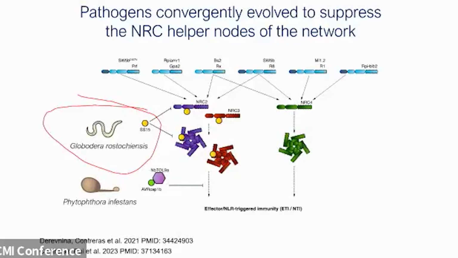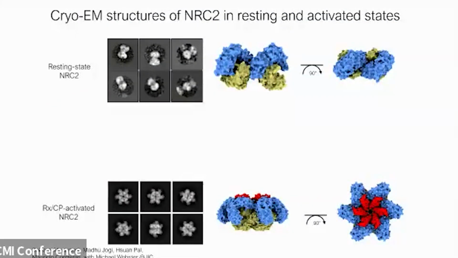They're very, very tiny. So the first example I will talk about comes from a parasitic nematode. This is the potato cyst nematode, which secretes a tiny protein. This one's really small. We call it SS15. And it turned out that SS15 directly binds these NRC nodes and inhibits them. Let me show you what that looks like.